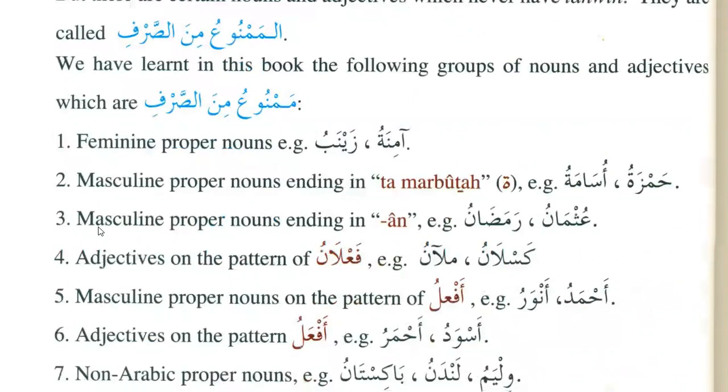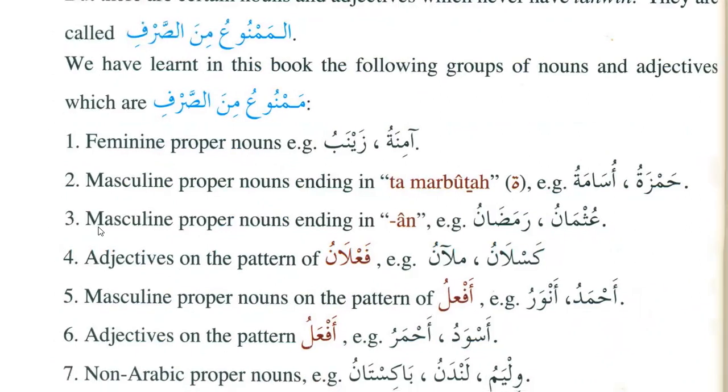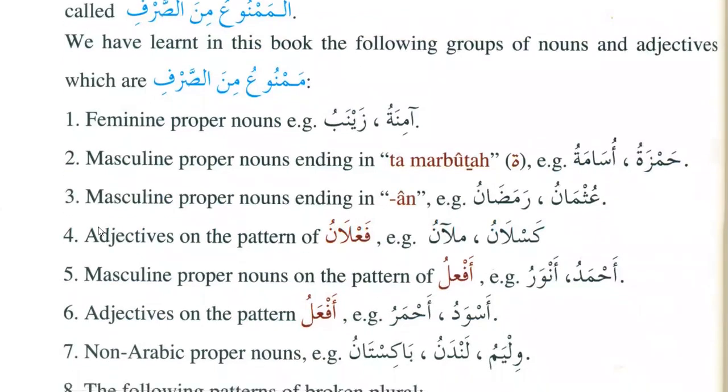First one, feminine proper nouns. Example, Aminatu, Zainabu. Second, masculine proper nouns ending in ta marbuta. Example, Hamzatu, Usamatu. Third, masculine proper nouns ending in alif noon. Example, Usmanu, Ramadanu.